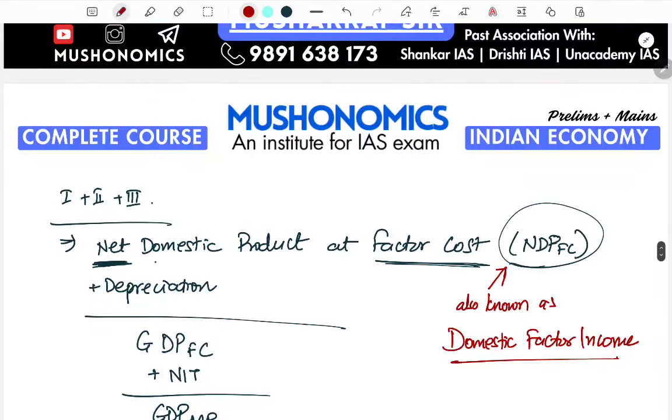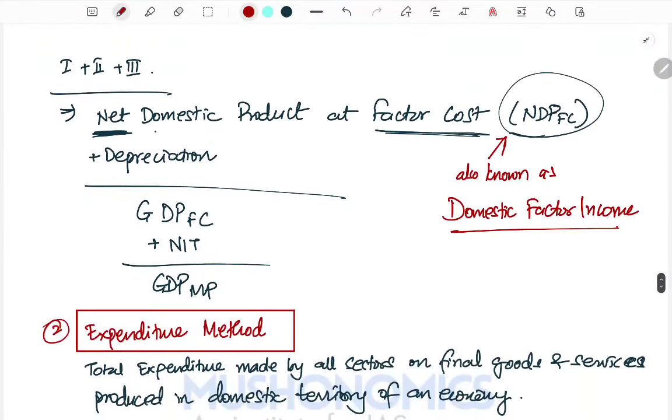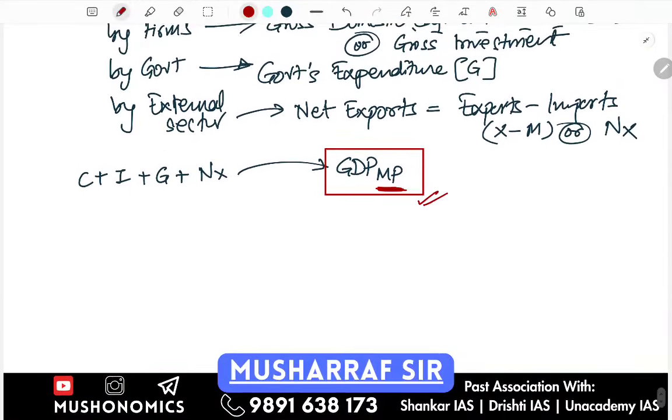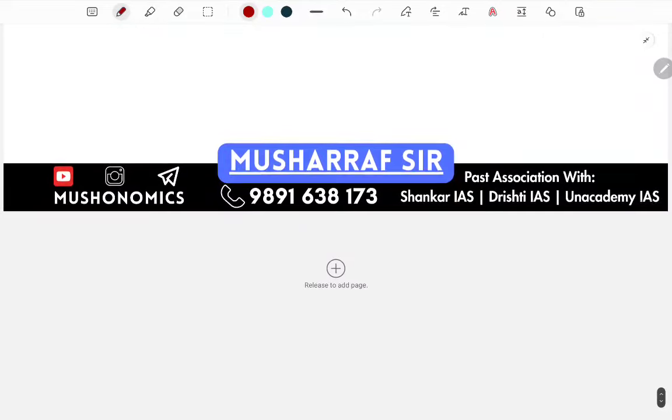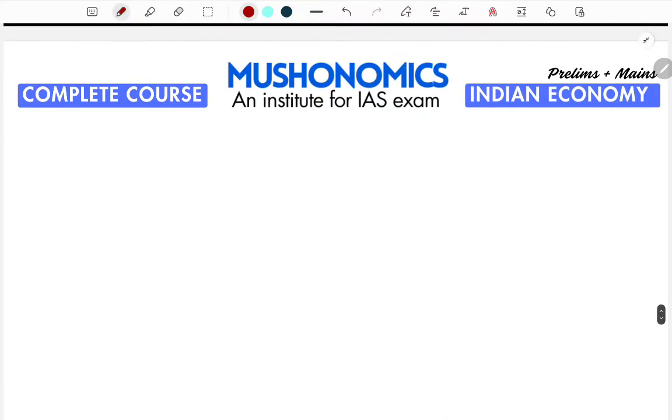Mind you, during the calculation of GDP under the income method, we got NDP at factor cost, then we added the value of depreciation, then we added the value of net indirect tax, and finally we got GDP at market price. But under the expenditure method we directly get GDP at market price, right? Now one more method is there, that is very simple, that we have to study for GDP calculation, known as the product method, or value added method.